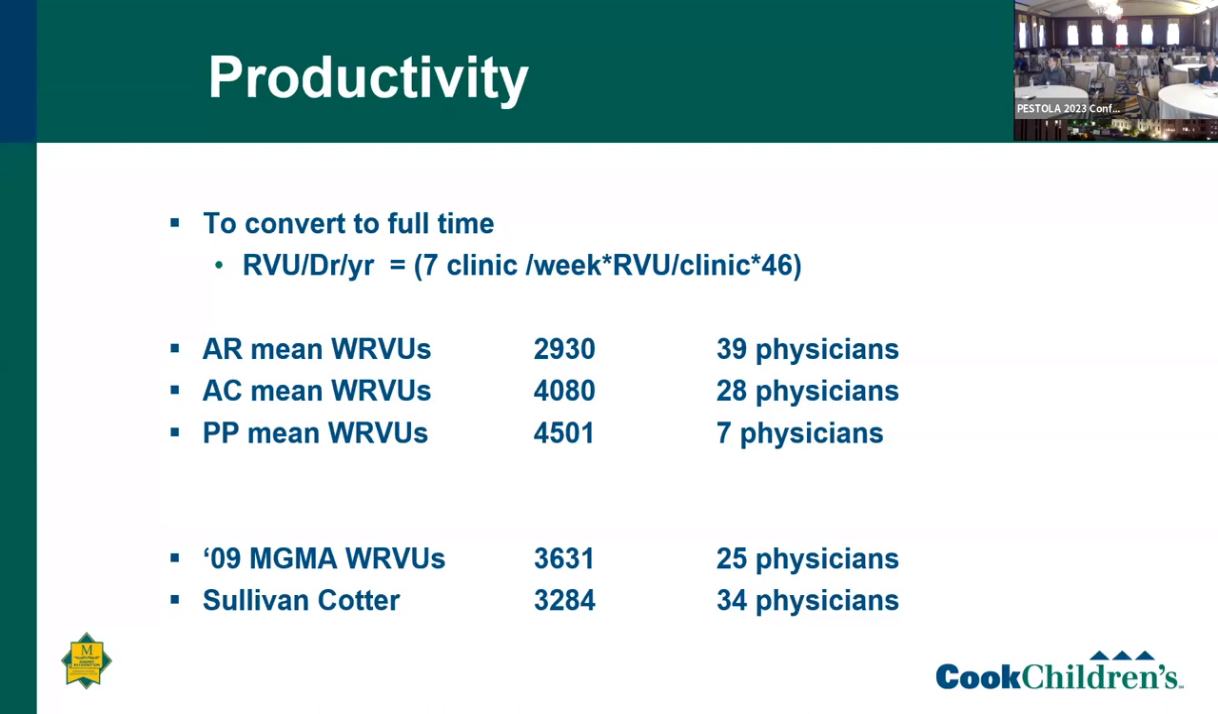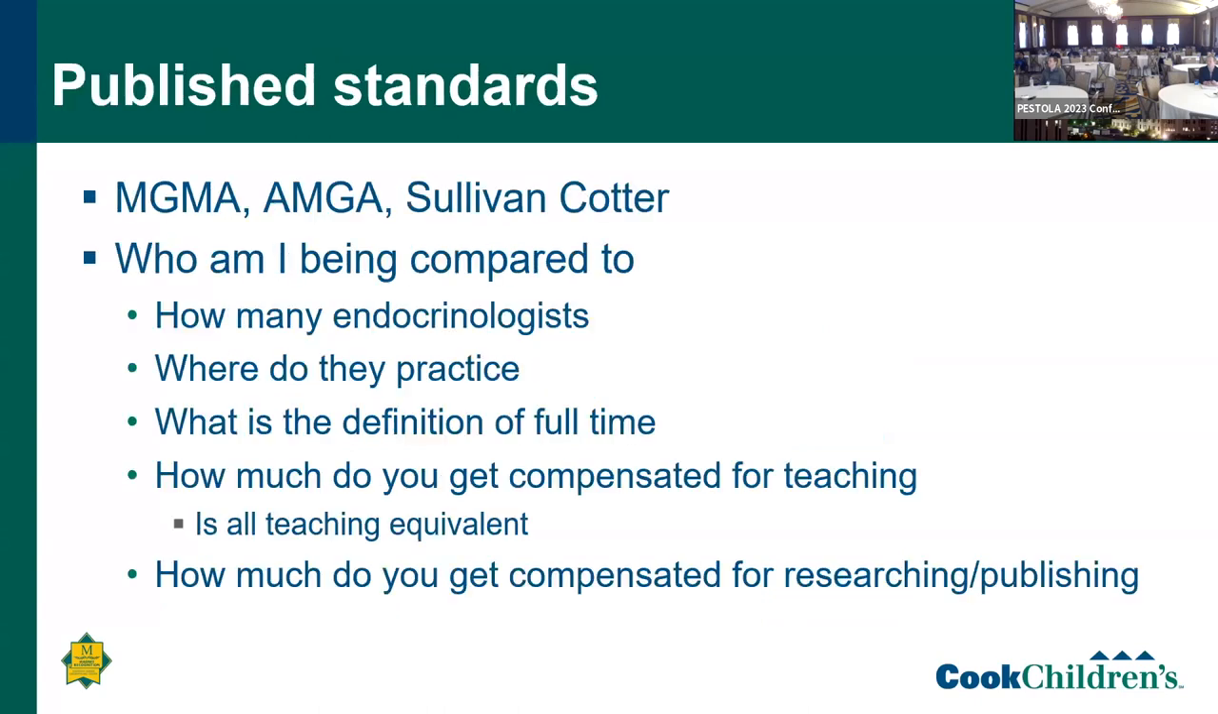25 physicians, 34 physicians. So, which data is right? Which one do you compare yourself to? And that's the whole thing about the published standards. There are tons of published standards: MGMA, AMGA, the AAAP, Sullivan-Cotter. And the question is, who am I being compared to? How many endocrinologists are in the survey? Where do they practice? What's the definition of full-time?